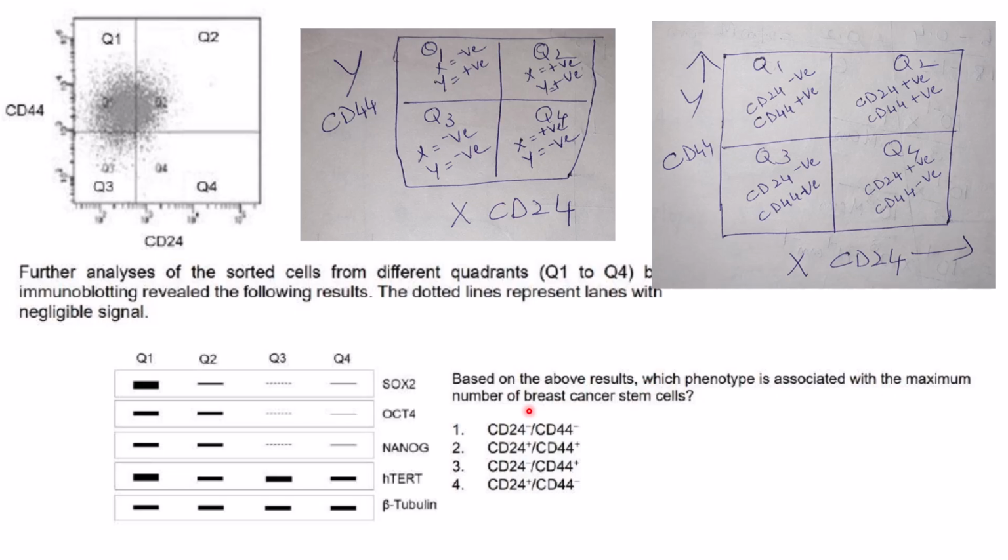So that makes the phenotype associated with the maximum number of breast cancer cells seen in quadrant 1. And quadrant 1, you know, is CD24 negative and CD44 positive. So that is the phenotype of the cancer cells that are associated with quadrant 1 and which are maximally expressed in your breast cancer stem cells. So that makes option 3, I suppose. Yes, CD24 minus CD44 plus as your answer.